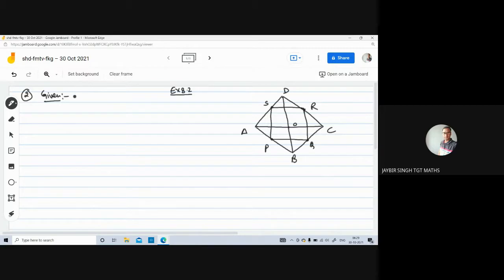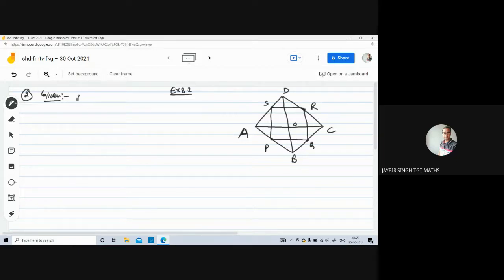What is given? Based on the given information, I made this figure. This is ABCD, which is a rhombus, and P, Q, R, and S are midpoints of the sides AB, BC, CD, and DA. Okay. We have to prove PQRS is a rectangle.